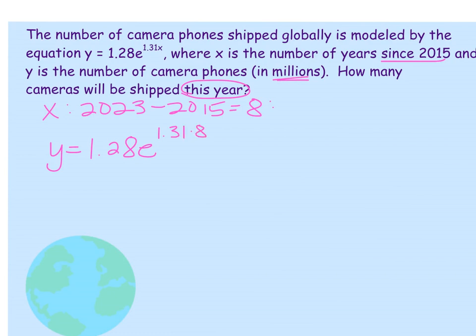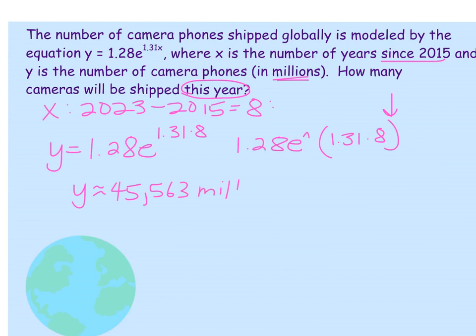Now again, we have to be careful how we enter this in. I'll show you what I mean. You can type 1.28 and get e to show up on your calculator. Make sure to type 1.31 times 8, but then close that parenthesis. That's going to be critical to get the correct answer. Now this is going to be in millions. So y is approximately, I get 45,563 million phones. That's a lot of phones. I think this formula is a little exaggerated, but we'll go with it.